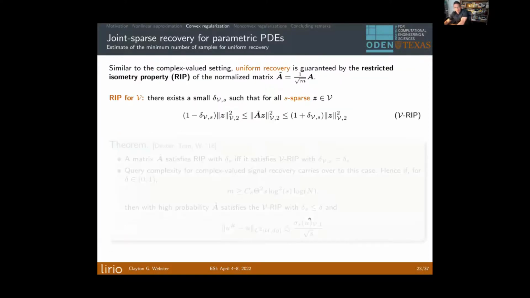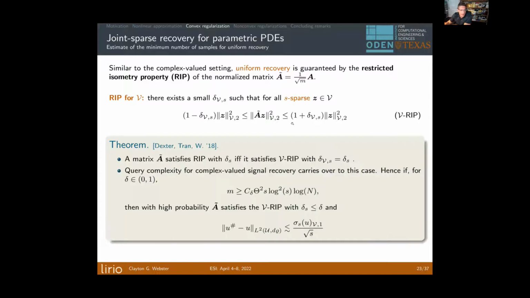Okay, so in this case, again, we'll modify the RIP constraint. And again, the setup is the same, except now I want to reconstruct a function. We'll call this VRIP, which is nothing more than the modified version of the RIP, except now I have a mixed norm V L2. And under this condition, if a matrix satisfies the standard RIP, then it also satisfies this RIP with a change of this delta term. The complexity also carries over to this case.